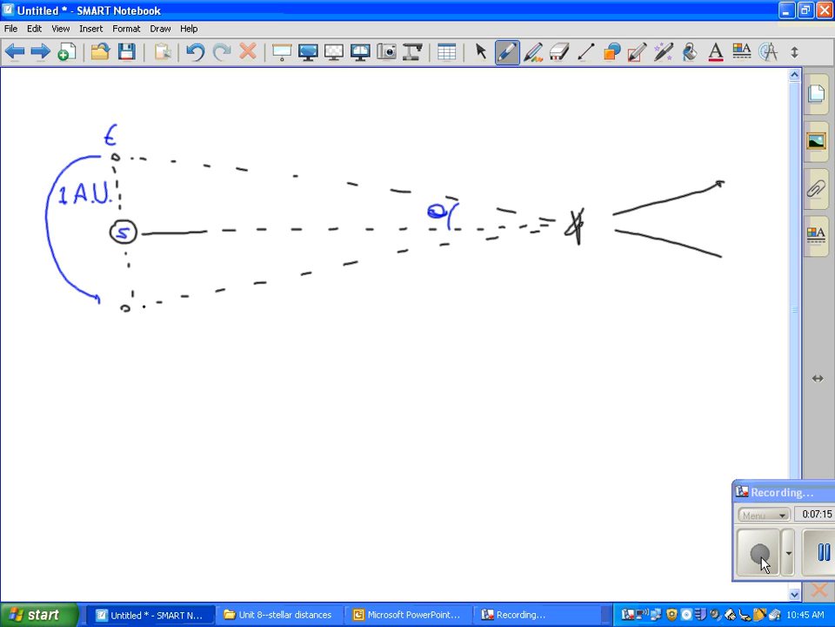Notice I have a right triangle, and I want to know this. What trigonometric function will I use? Tangent, because we're doing opposite over adjacent. So the tangent of my parallax angle is equal to the opposite, which is 1 AU, over the adjacent, which is the distance I'm looking for. I can rearrange this to say the distance I'm looking for is 1 over the tangent of the parallax angle.